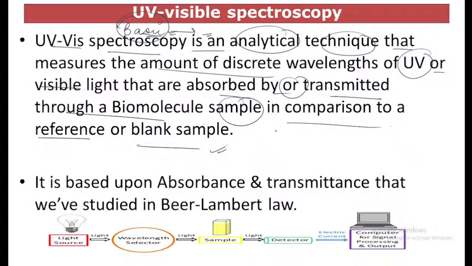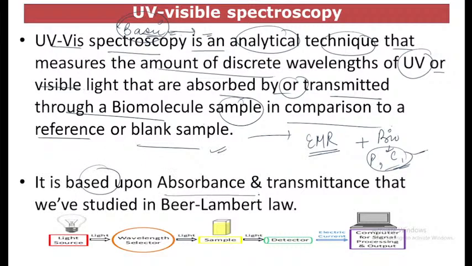Now remember one thing, if you have seen the previous class, we know the two main things on which our spectroscopy principle completely depends. It is the electromagnetic radiation plus the biomolecule, and the biomolecule could be protein or carbohydrates. We have discussed all of these things. So UV visible spectroscopy is based upon the absorbance and the transmittance that we have studied in the Lambert law. We discussed this particular law in yesterday's class.